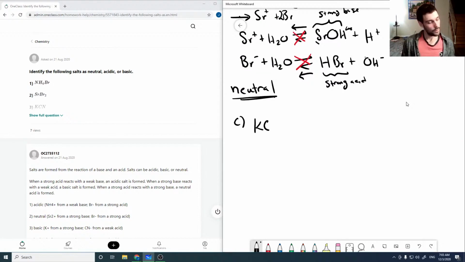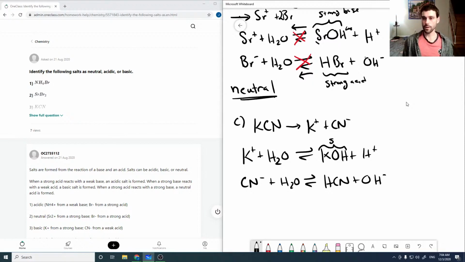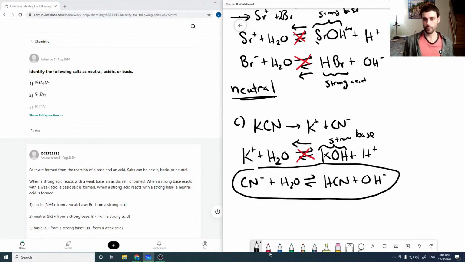So here we have KCN, which is going to completely dissociate to give us our K plus and CN minus. K plus is also just going to give us our KOH, and CN minus is going to give us HCN plus OH minus. Now, as before, this is a strong base, and so this reaction doesn't occur. It actually just goes this way. And so the only reaction that's going to occur is this one, which gives us OH minus in solution. So this is going to be basic.